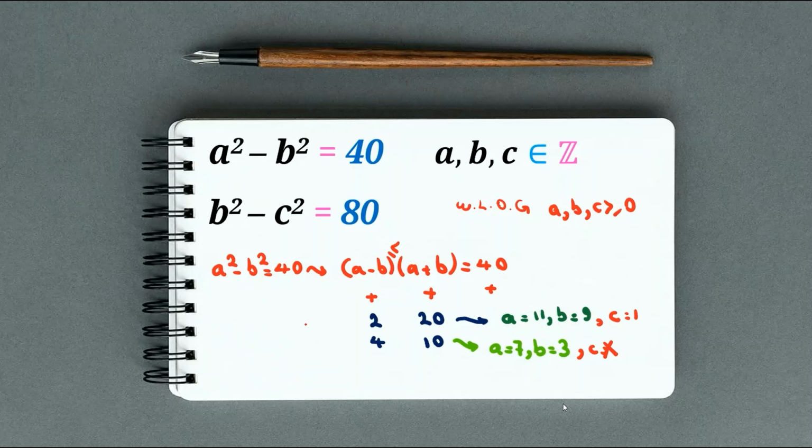But we said at first without loss of generality they are non-negative numbers, so we should consider also the negative sign. So a is plus minus 11, b plus minus 9, c plus minus 1. And you can consider any arrangement of the signs. So we have 2 times 2 times 2. We have 8 answers for this problem. Okay, so we found 8 answers.